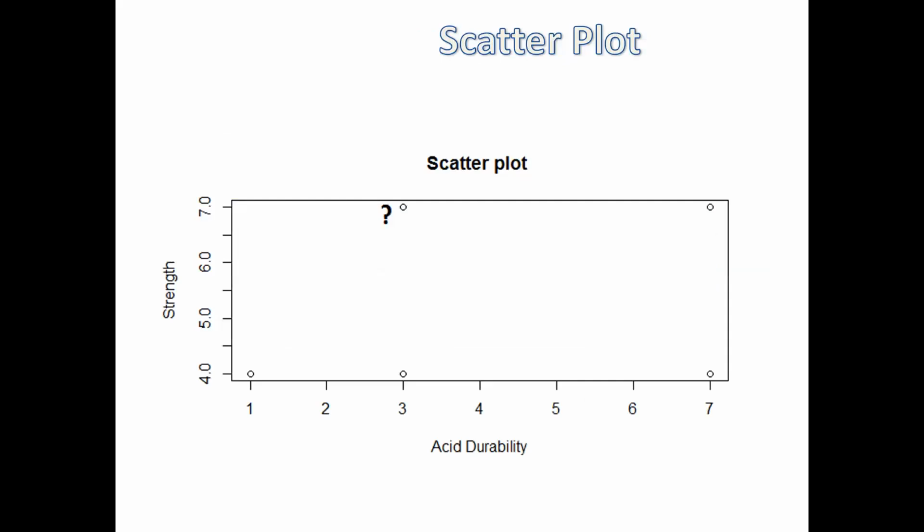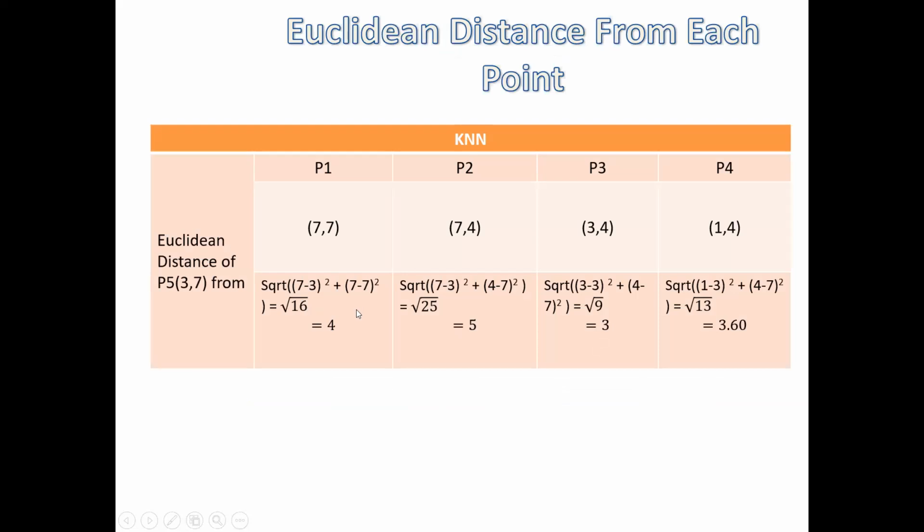So I can find out the xy in this kind of a plot. What is the distance between this particular point, which is 3,7, with all the other points, this point, this point, this point, and this point. Let's say I use Euclidean measurement, and I get 4, 5, 3, and 3.6. Now I can choose what will be my k. If my k is 1, then I will be taking whatever is the P3. If k is 2, then I will take an average of P3 and P4, and so on.